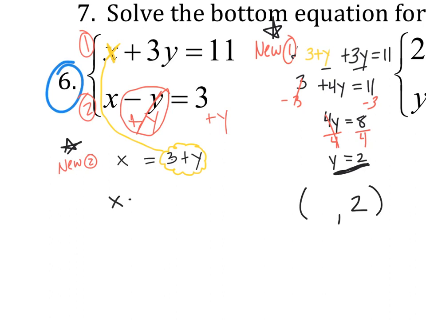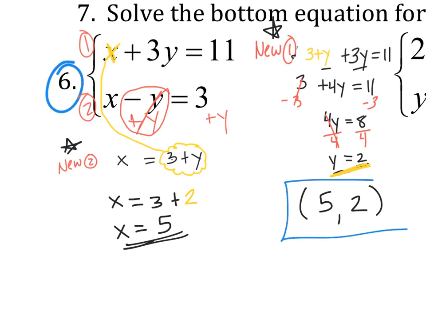So x is equal to 3 plus y, but we know what y is. y is equal to 2 according to our work over here. So I'm going to do 3 plus, instead of y, 3 plus 2. So that tells me that x is equal to 3 plus 2, which is 5. So there we go. We got the coordinate point 5, 2. And that is our answer.